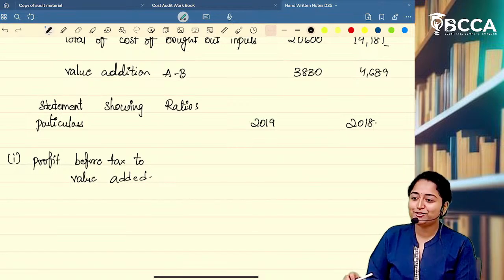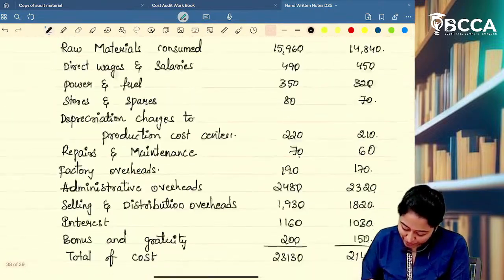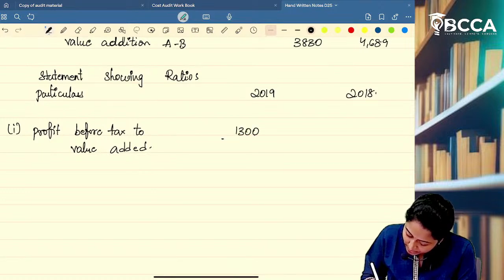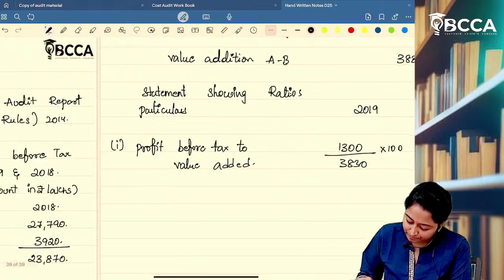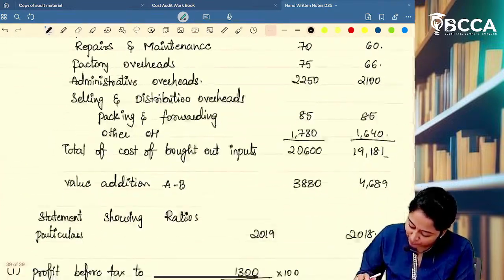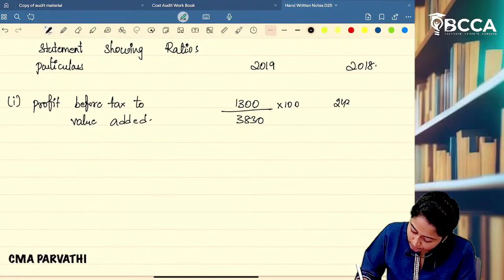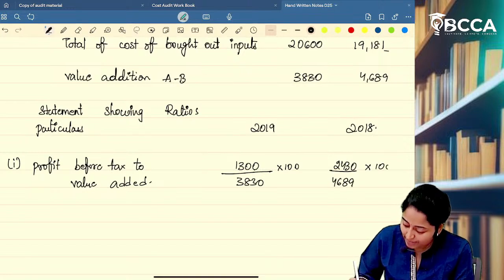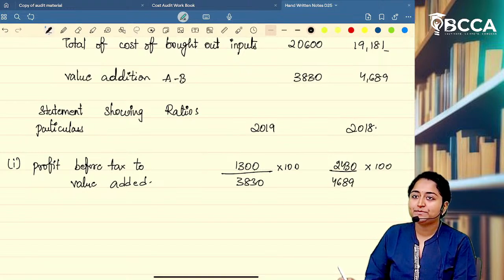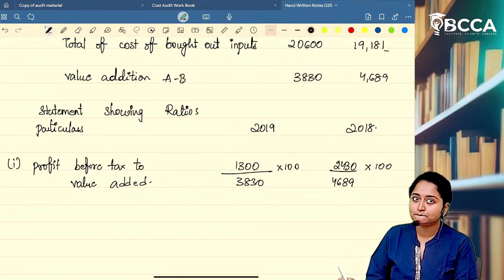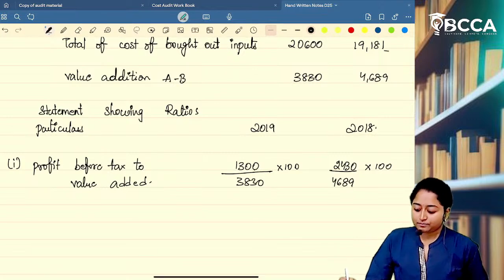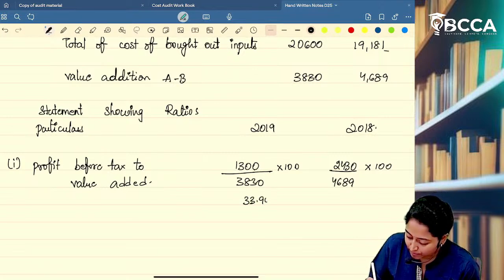Okay. Profit before tax to value added. What is the profit before tax total? 1300 divided by 3830 into 100. And then here 2430 divided by 4689 into 100. What is the percentage? 33.94%.